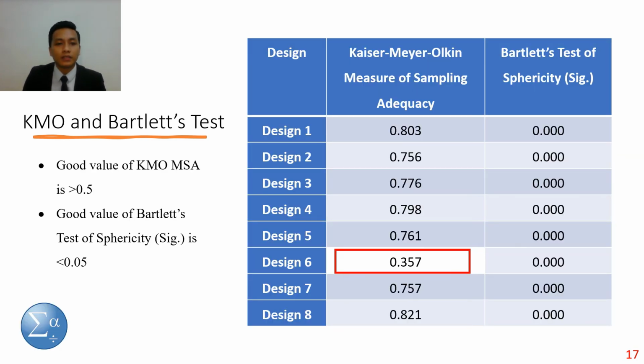KMO and Bartlett test. The criteria of the KMO and Bartlett test is a good value of KMO measure of sampling adequacy must be more than 0.5. The good value of Bartlett test of sphericity must be less than 0.05. Based on this result, design 6 of KMO MSA is less than 0.5. Therefore, design 6 is discarded from this research.